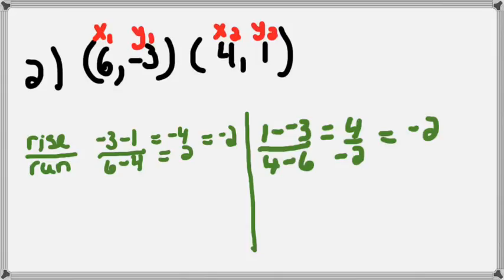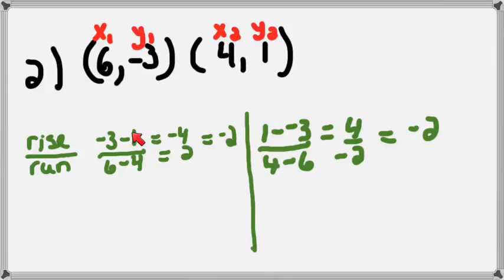Number 2. I can do negative 3 rise minus 1, another rise number, those are my y's, getting negative 4, and then I can do 6, the x number, minus 4, the other x number, that's a run number, and that's going to give me 2. This time I do divide them out because it comes out to be a whole number. Negative 4 divided by 2 equals negative 2.